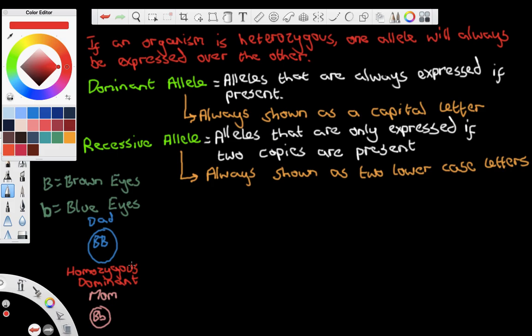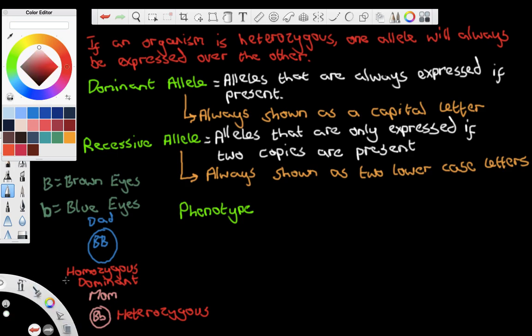On the other hand, mom has got a capital B and a lowercase b, so she must be heterozygous. We don't need to worry about dominant and recessive. She is just heterozygous. Now this tells us their genotype. It doesn't tell us what we can see on the person. To see what's on the person, we refer to what's known as the phenotype. The phenotype, P-H-E-N-O-T-Y-P-E.